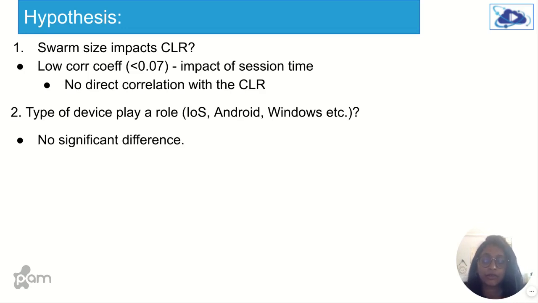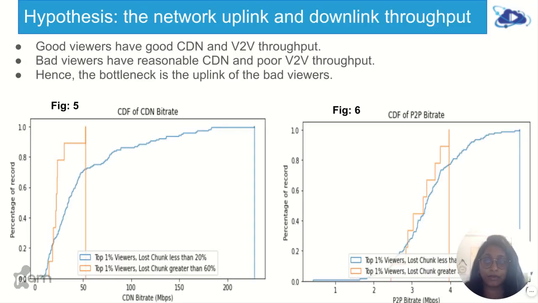The next hypothesis was that the type of device plays a role in the chunk loss rate. We again did not find any significant correlation between the type of device and CLR. We have further discussed both hypotheses in detail in the paper. I would like to now focus on the last and the most important hypothesis. The last hypothesis is that the network uplink and downlink throughput affects the chunk loss rate.